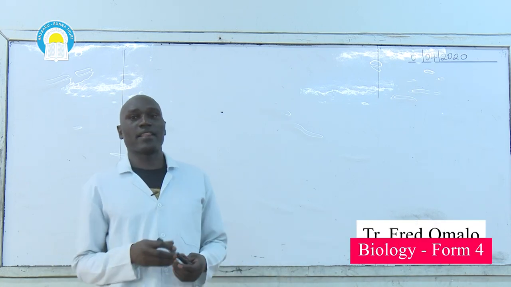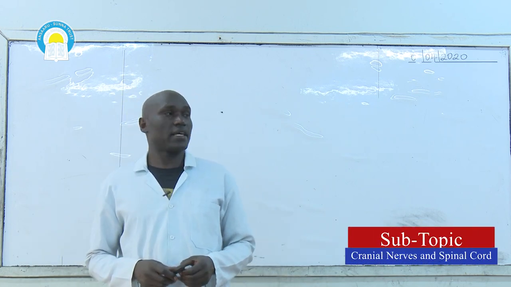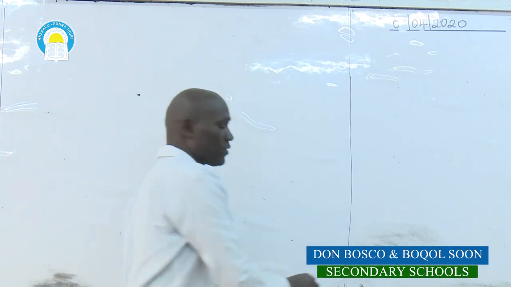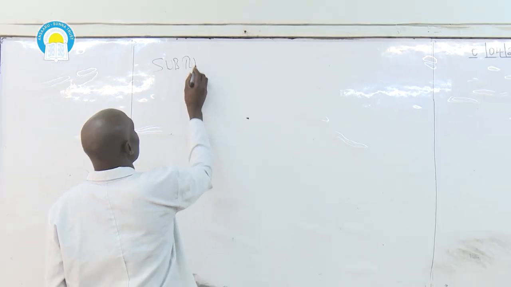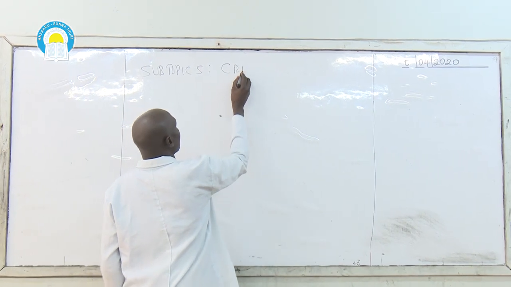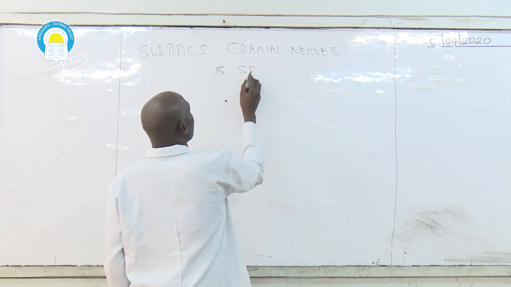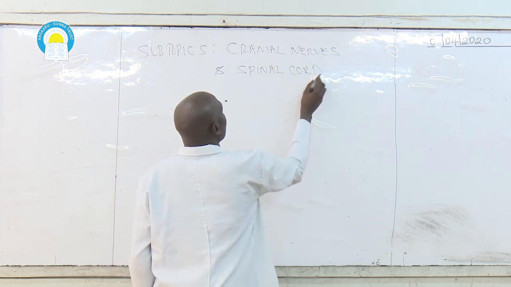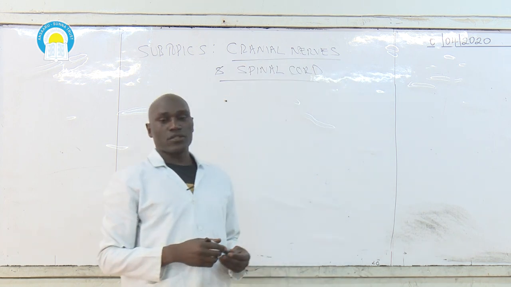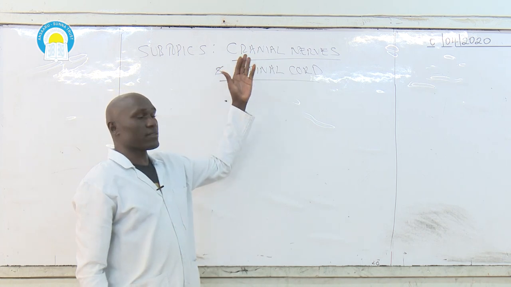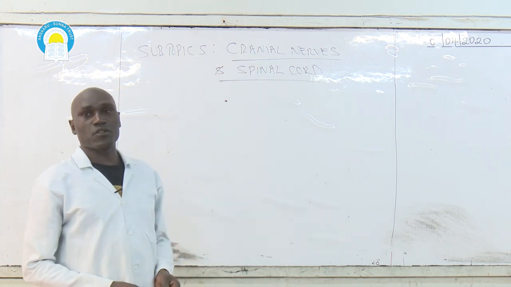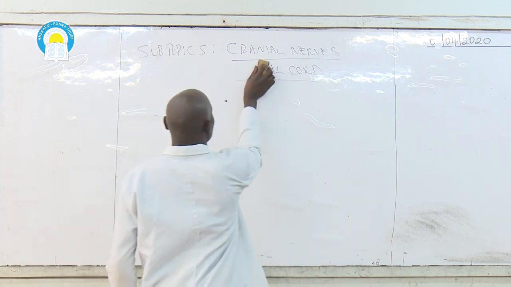Fine, welcome everyone. This is a continuation of a lesson that we had started on earlier, which is reception, response, and coordination. The subtopic of today will be the cranial nerves, then spinal cord. So today we look at what cranial nerves are, types of cranial nerves, then later on come to spinal cord. So let's start off with cranial nerves.